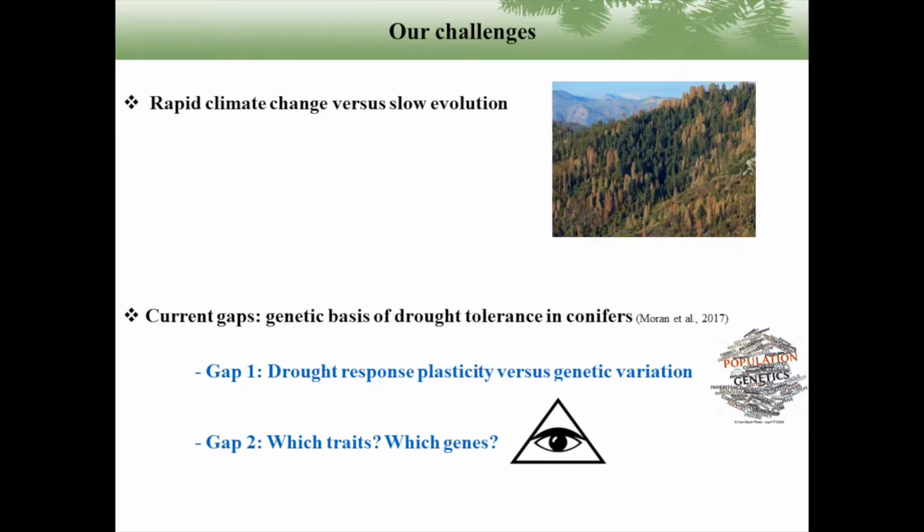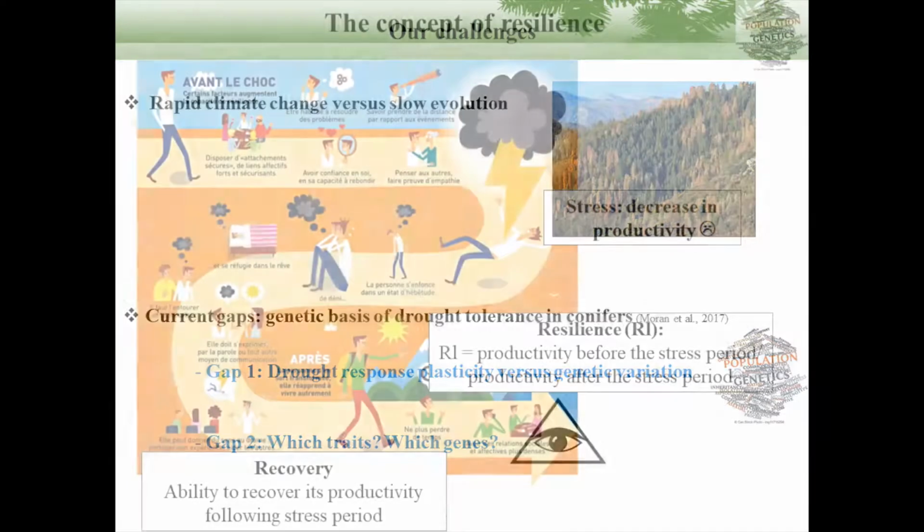That's why we need to clarify the relationships between plasticity, here I mean the response of a functional trait to a single stress event, and genetic variation. We also need to determine which traits and genes are linked to drought tolerance.